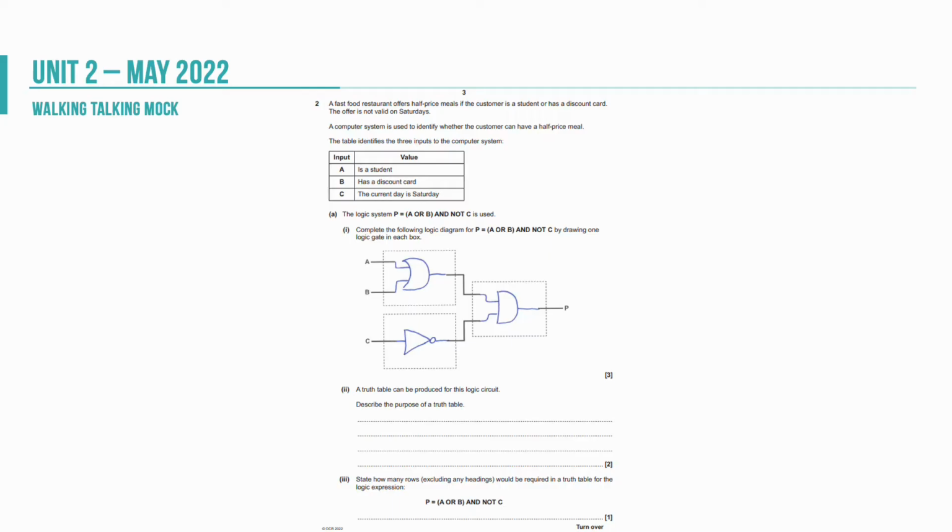We're then asked to describe the purpose of a truth table. The key bit here is that this one is 2 marks. So we need to be thinking around exactly what we're going to be saying.